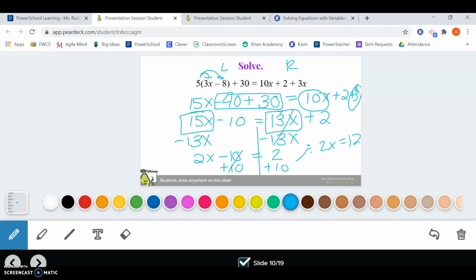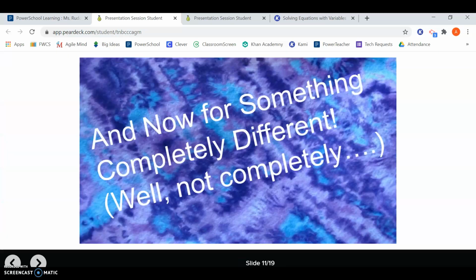And now to get rid of the 2 attached to the x, I'm going to do the opposite of multiplying. So I'm going to divide both sides by 2, and I get x equals 6. So that would be my final answer. Alright, so let's move on to the next one.